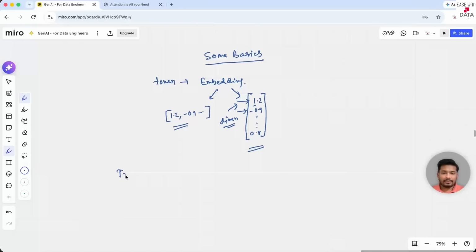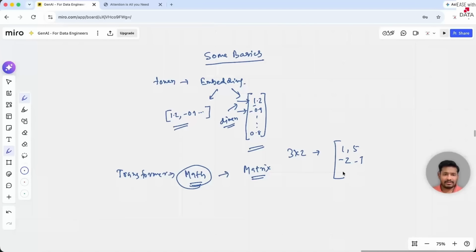Now, transformers are math machines. Everything that we know, neural networks or transformers, everything is a math machine. It means there is always some computation or math happening inside. In transformers, basically matrix multiplications are done. And we already know matrices from our primary education. A 3 comma 2 matrix would look something like this. It would have 3 rows and 2 columns, so it can be 1, 5, -2, -1, 0, 2. So it would look something like this, where it has 3 rows and 2 columns.